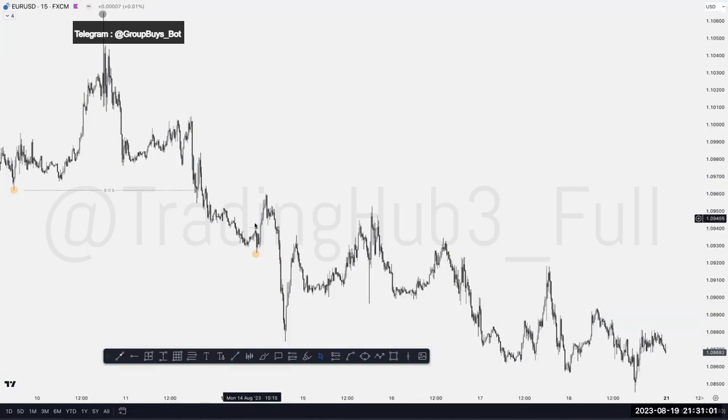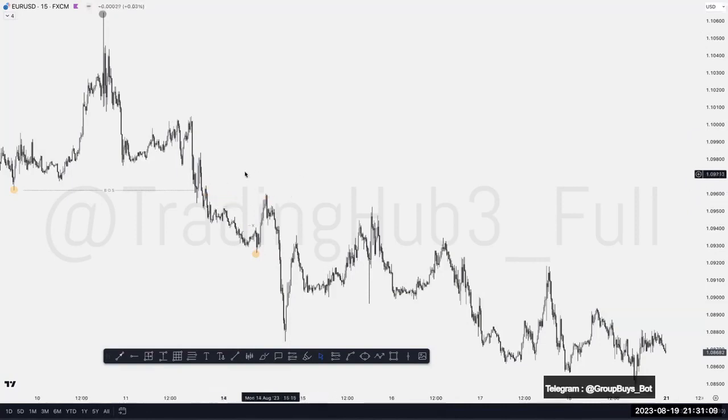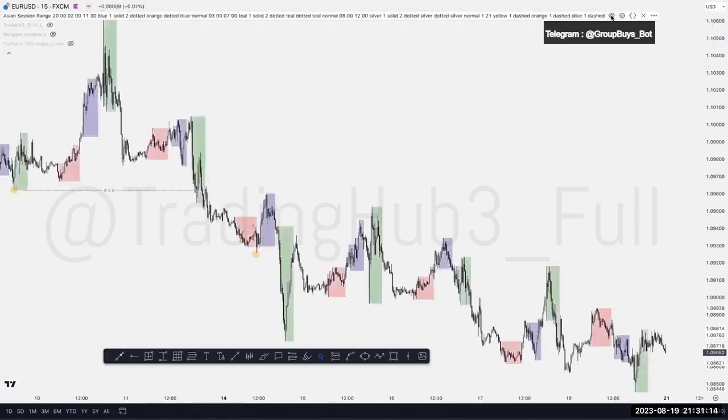After taking out the inducement, generally we are willing to sell here. There are so many possible entries here, exactly. So what happened here? If you can see, the open session indicator right here.